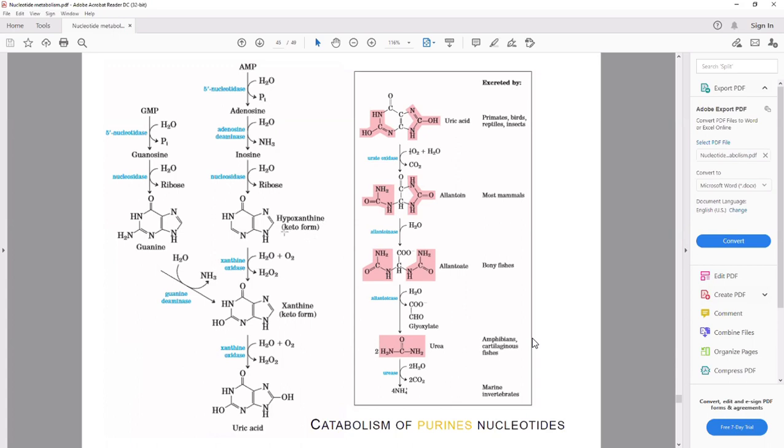Hypoxanthine undergoes further reaction by xanthine oxidase to form xanthine. Then the second reaction involving xanthine oxidase leads to the formation of uric acid. Basically, the reaction catalyzed by xanthine oxidase removes hydrogen peroxide. So this is hydrogen peroxide.